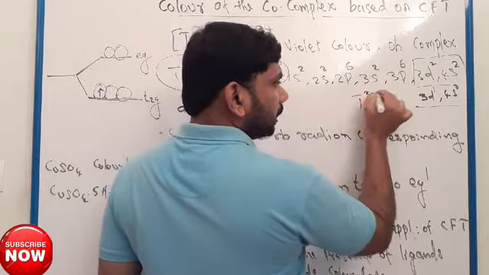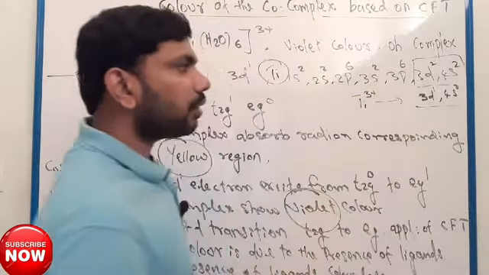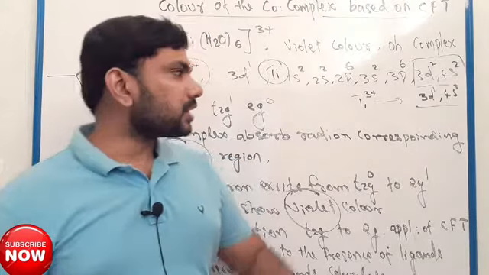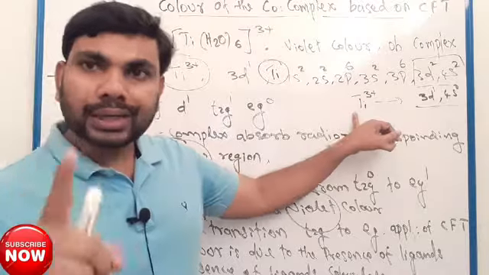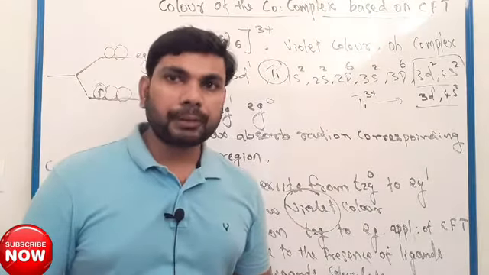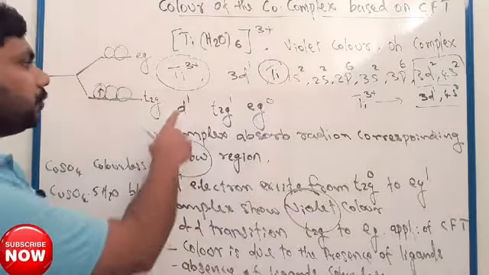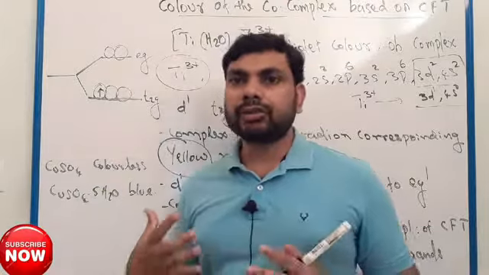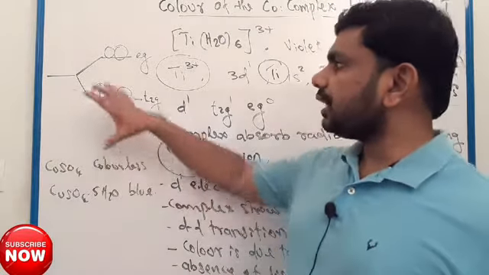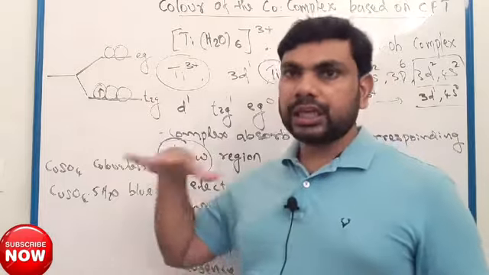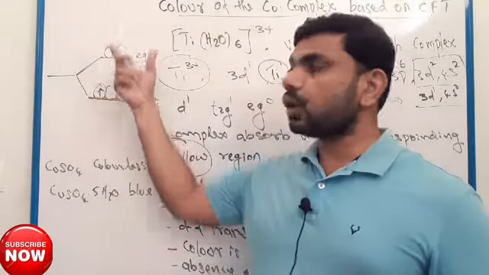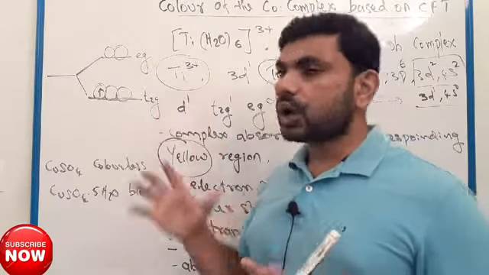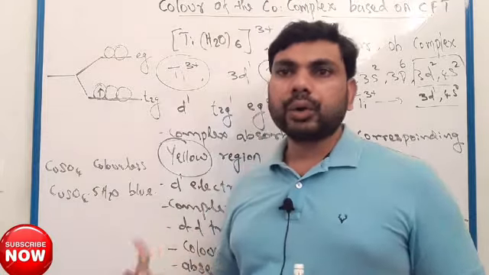Titanium 3 plus, its outer shell electronic configuration will be 3d1. So there is only 1 electron in the outer shell. It is an octahedral complex. We learned octahedral splitting like this, t2g and eg, 3 orbitals down and 2 orbitals up. This is the octahedral splitting of a coordination compound.